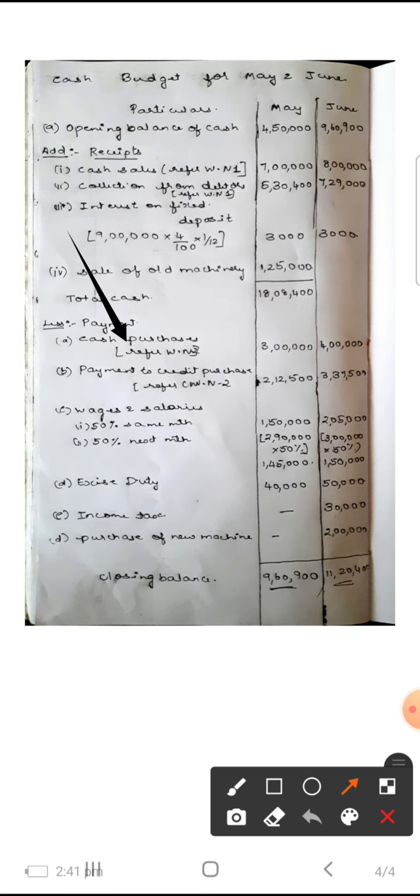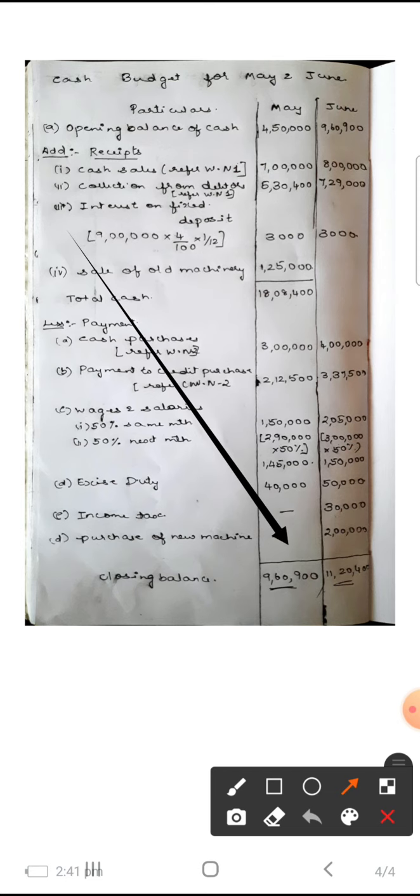Then payments: cash purchases, payment of credit purchase, wages and salary, all these. Cash purchase, refer to the working note and you will get it. Payment to creditors, credit purchase, refer to the working note. Wages: 50% is in the same month, 50% next month. So clearly done. See, wages and salary, you check in the month of May. May is 50%, you write here.